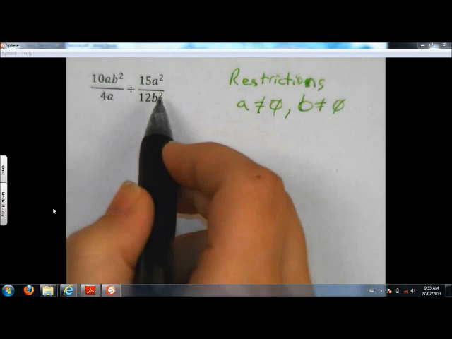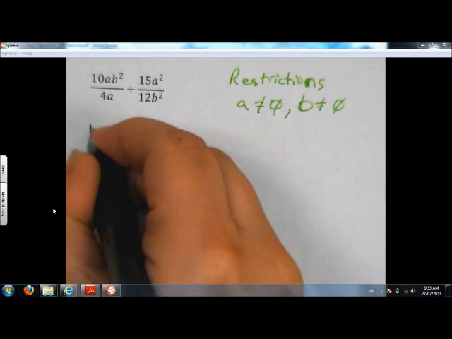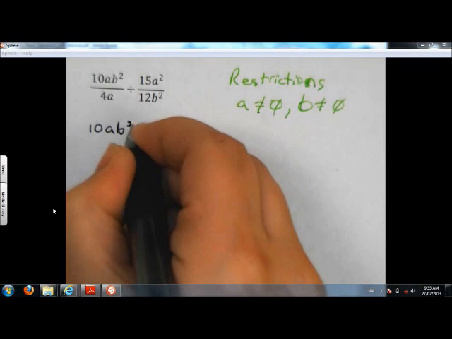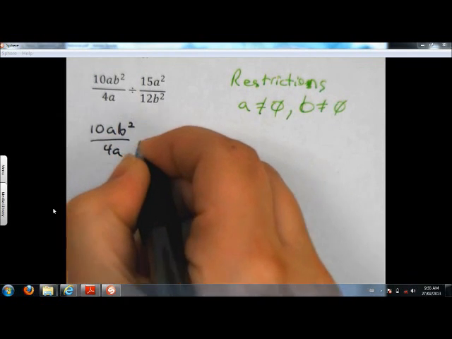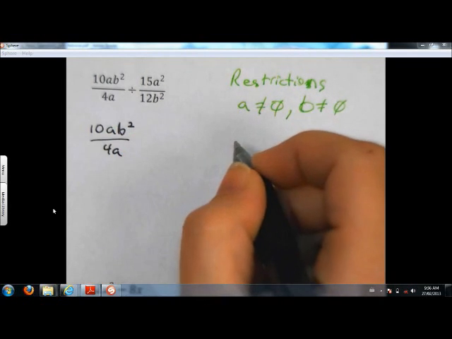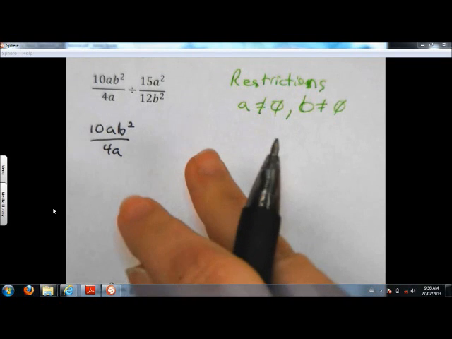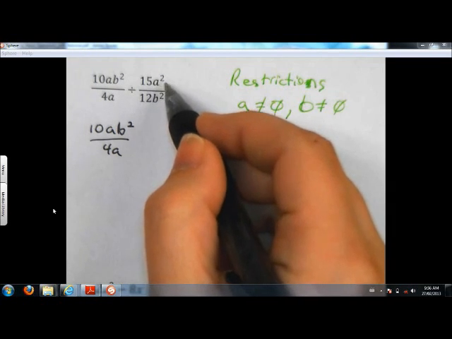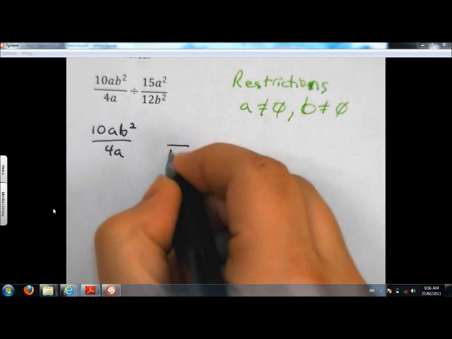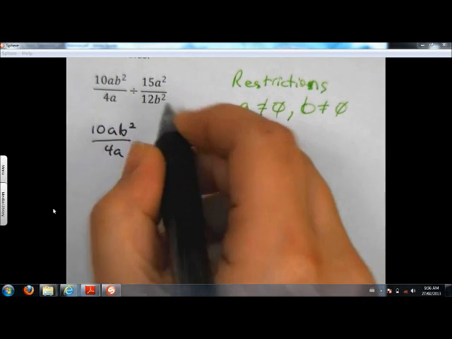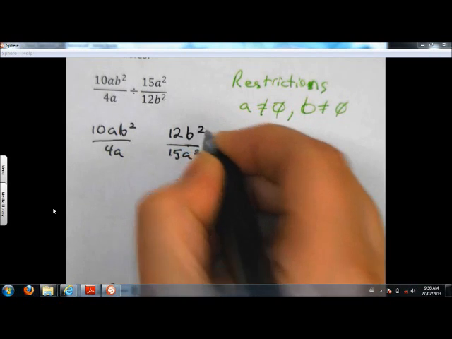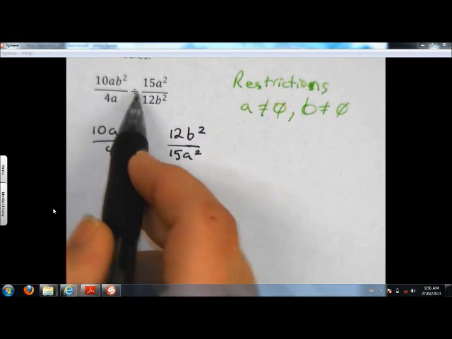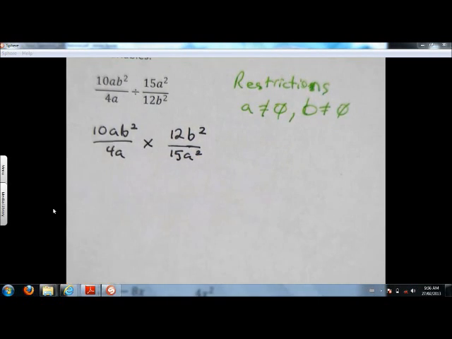To simplify this, I'm going to treat it like a fraction. When I divide fractions, the first part stays the same. The second part is going to become the reciprocal. It's going to flip. So instead of 15a squared on the top, it's going to be 15a squared on the bottom. It's going to be 12b squared on the top. Instead of being divide, now that I flipped it, it's multiply.